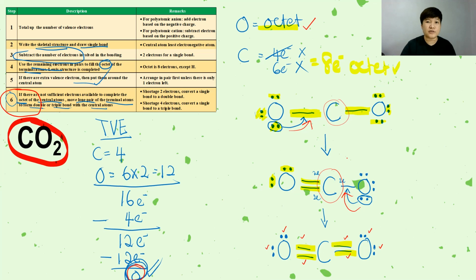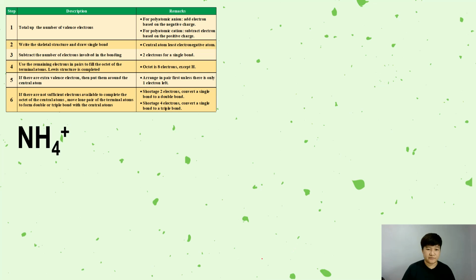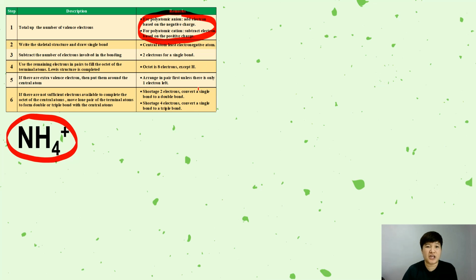Okay, let's look into another example about cation and anion. So we start off with the cation. We have a cation of NH4 plus over here. What is meant by NH4 plus? It will change the total valence electron. If you read the remark, it will change the total valence electron. Positive charge form because you remove electron. So when you calculate the total valence electron, the positive charge need to minus the electron. For the cation, you need to minus the electron based on the charge.